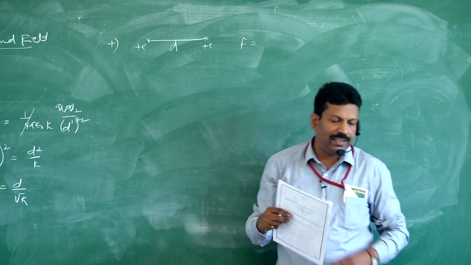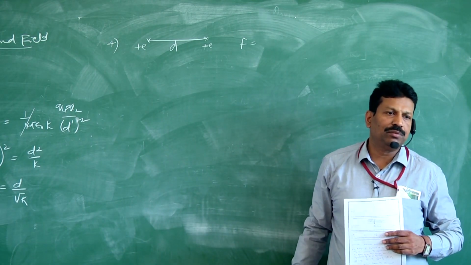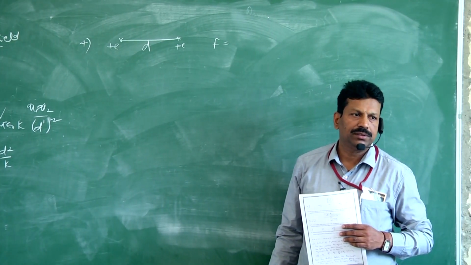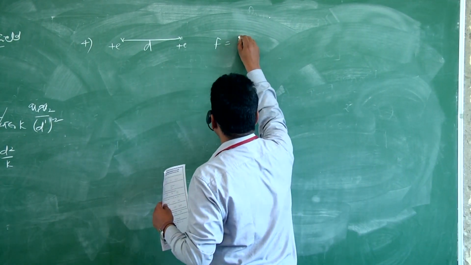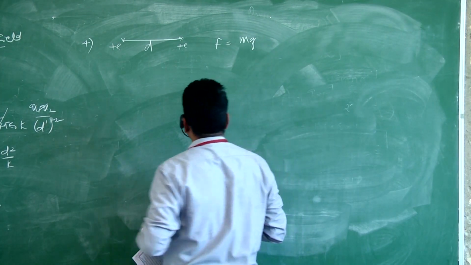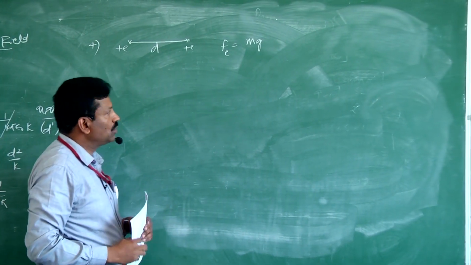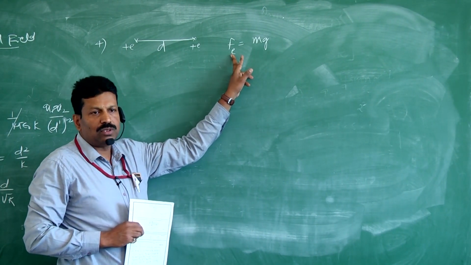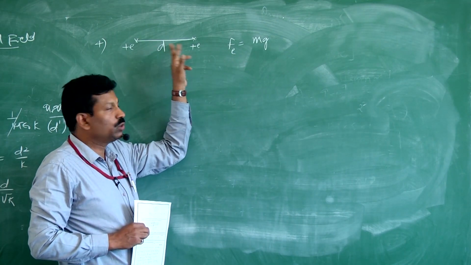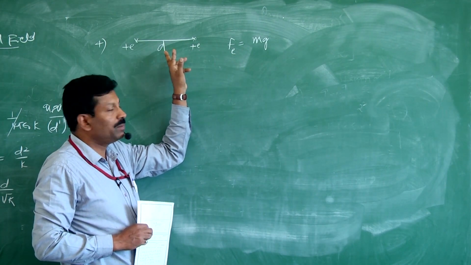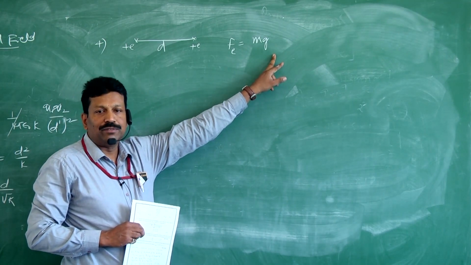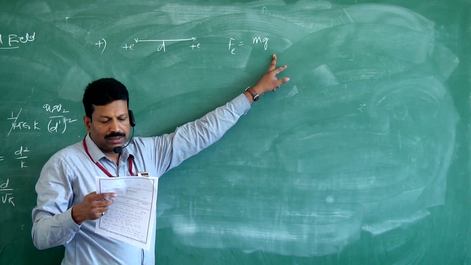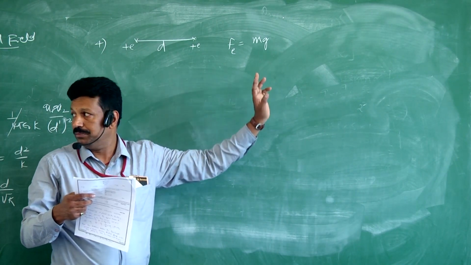Now, this force will be equal to the weight. What is the formula for weight? Weight of a body is equal to mg, correct? So here electrostatic force is equal to mg, the weight. Understood? They are saying at what distance these two protons are kept so that the force between them is equal to the weight of either of them, any one of them, not both.